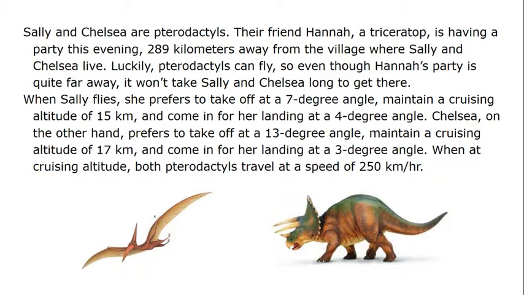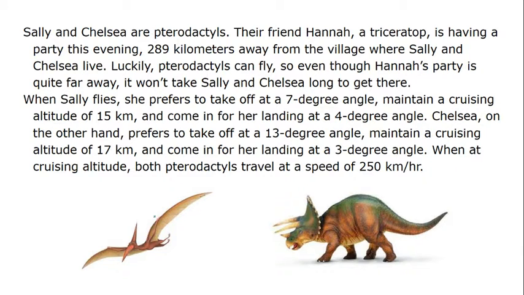Sally and Chelsea are pterodactyls. Their friend Hannah, a triceratops, is having a party this evening 289 kilometers away from the village where Sally and Chelsea live. Luckily, pterodactyls can fly, so even though Hannah's party is quite far away, it won't take Sally and Chelsea long to get there.